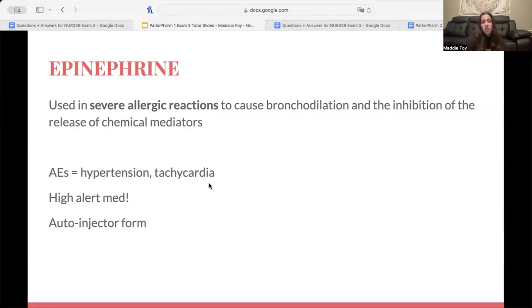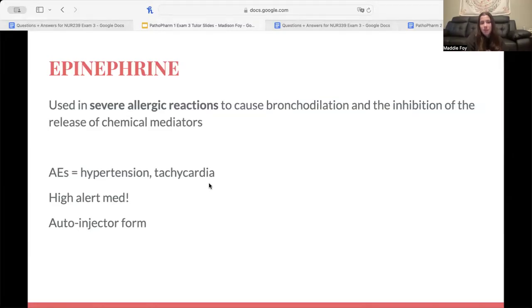Adverse effects are hypertension and tachycardia, but in these events, the benefit should and will outweigh the risk of those adverse effects. It is a high alert med when given in the hospital, so keep that in mind. And then, like I said, there is that auto injector form for it.